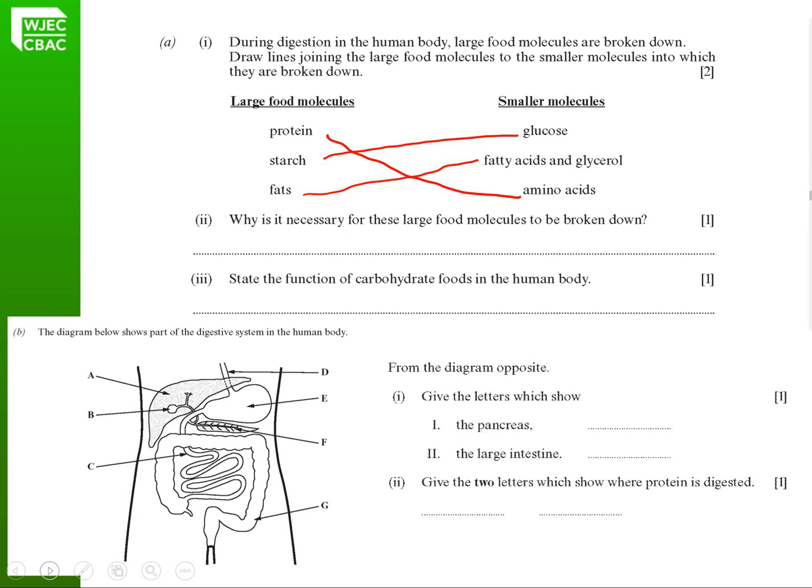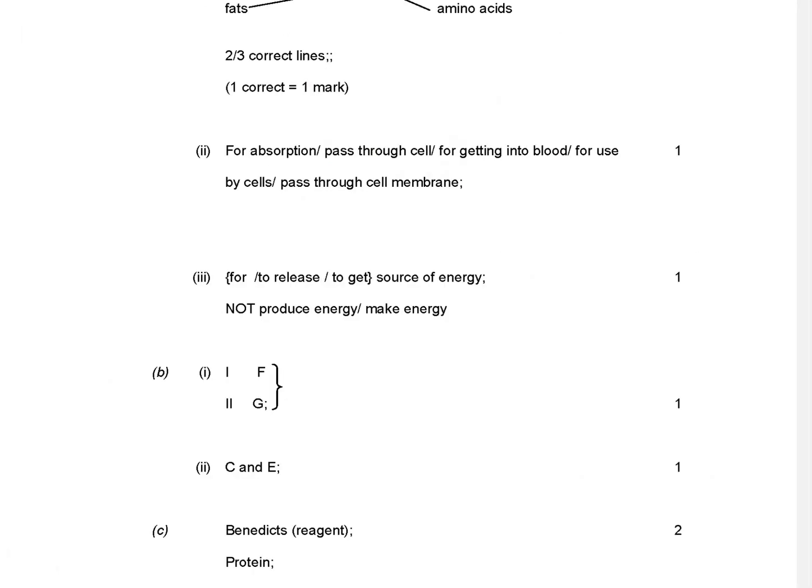State the function of carbohydrate foods in the human body. So if we look at the mark scheme again, to release, to get, a source of energy. Okay, so they provide energy for the body. They will not accept, though, to produce energy or make energy, because as you should know, energy cannot be created or destroyed. It can only be changed from one form to another. So what we're doing with the carbohydrate is to release the energy that is inside.